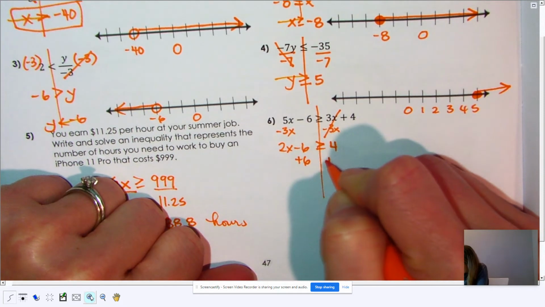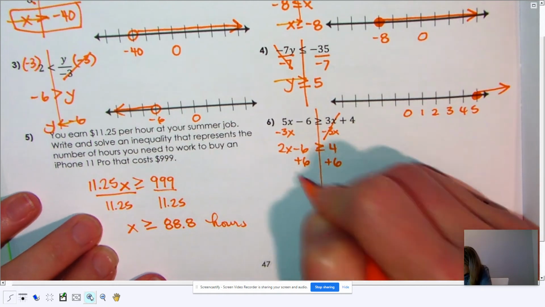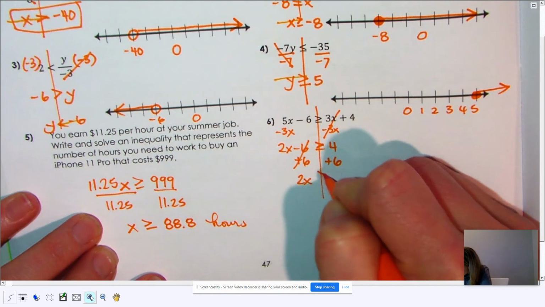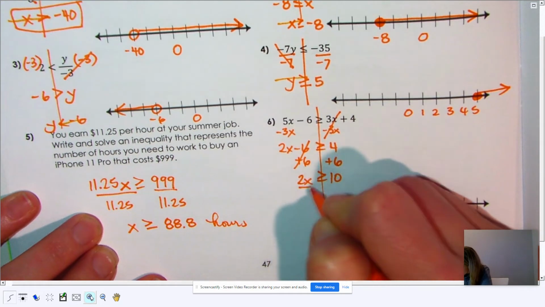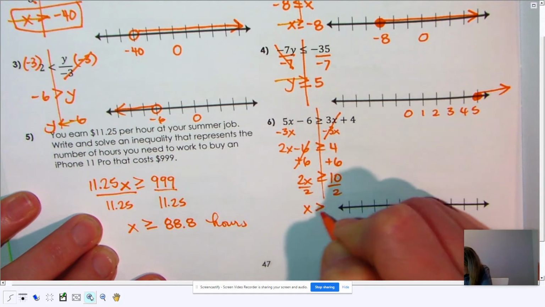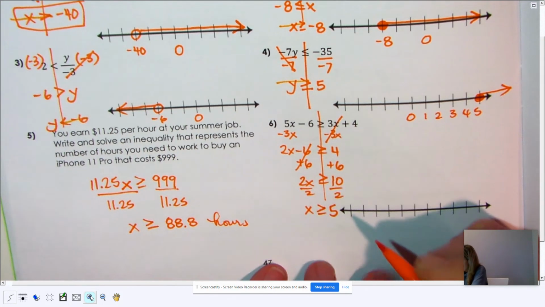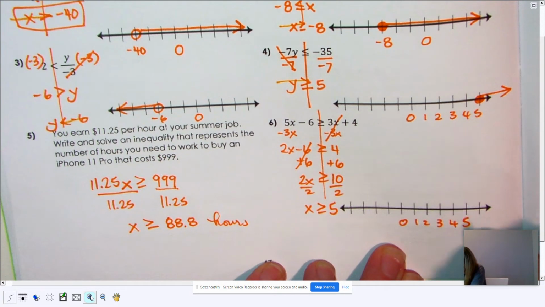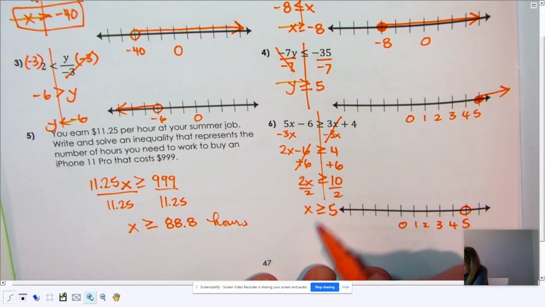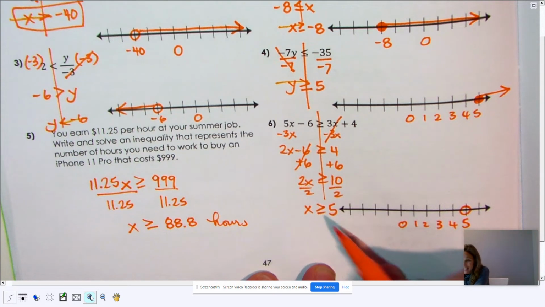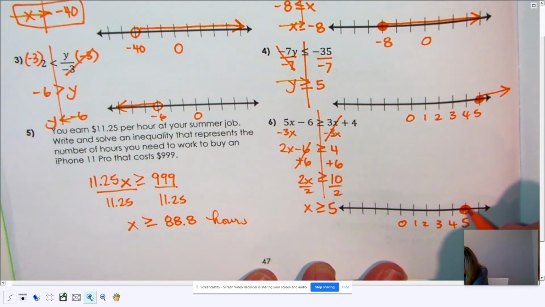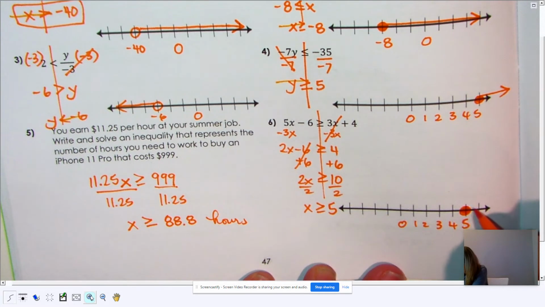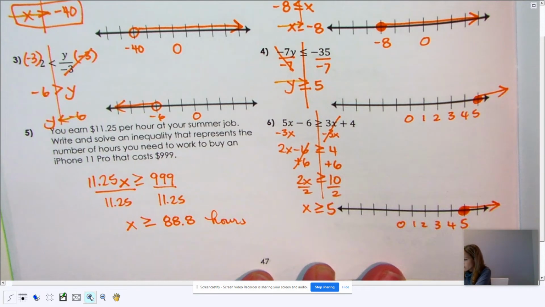I'm going to add 6 on both sides. And then I have 2x is greater than or equal to 10. Divide by 2 on both sides. So x is greater than or equal to 5. So 0, 1, 2, 3, 4, 5. Open circle, then I check to see, is it equal to? Yes, it is. So we color it in. So closed circle. And then x is greater than. And so it actually looks just like that one, huh?